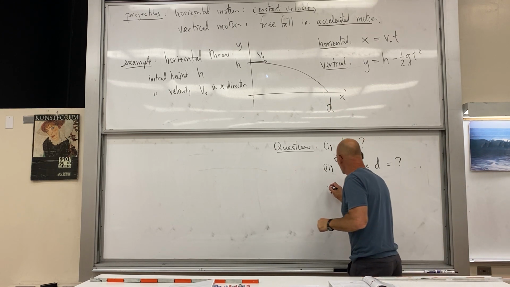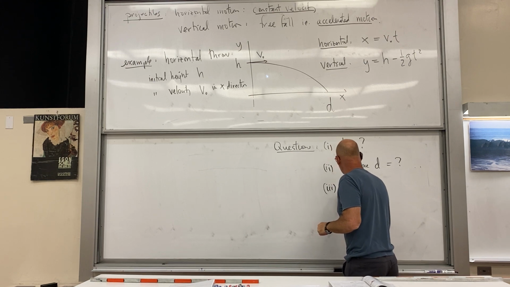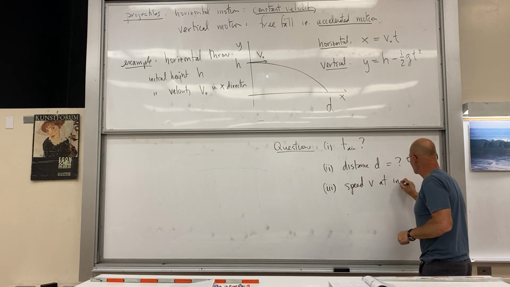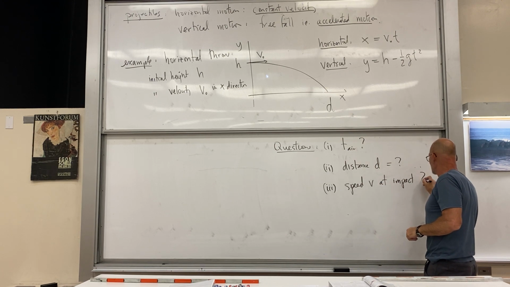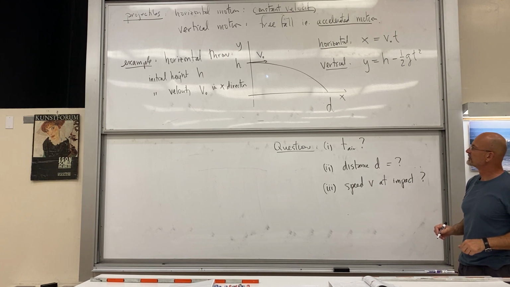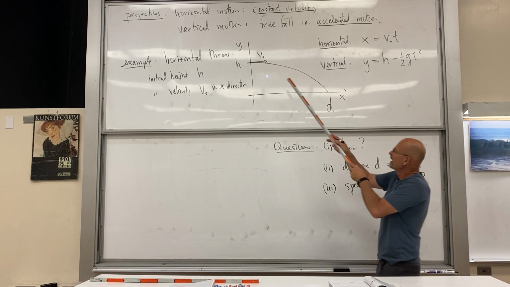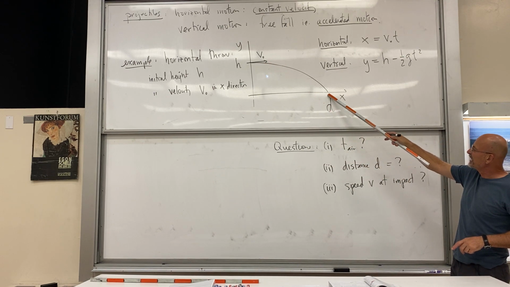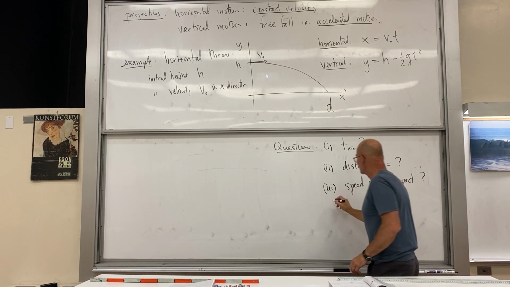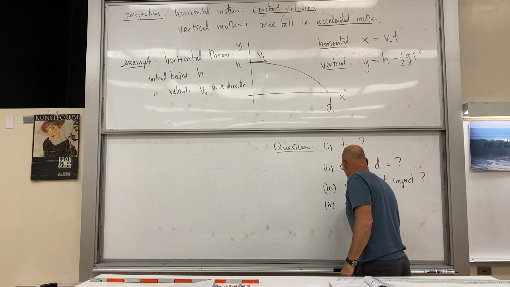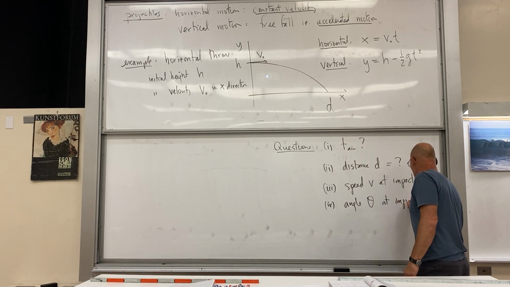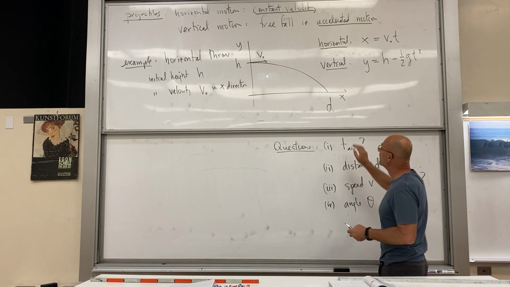The third question, speed v at impact, would be interesting to know, because it's moving forward, but it's also picking up speed by falling. So the speed is going to be faster at impact. And fourth, the angle theta at impact, and that I'm going to draw into our graph now.